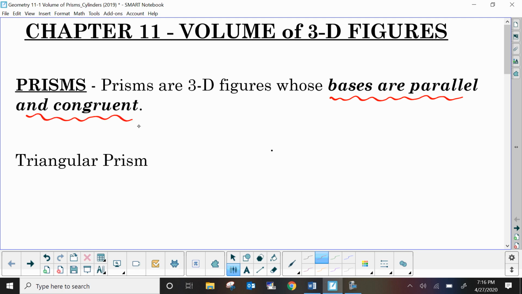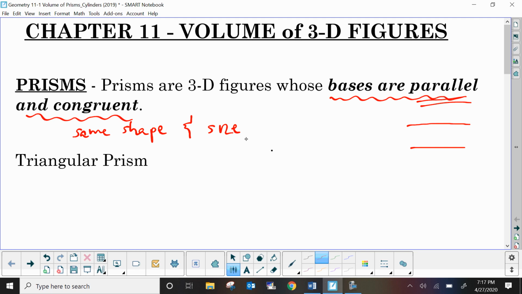So remember what parallel means. Parallel means they are in the same plane but never intersect. Okay, we talked about parallel lines for a very long time, but these are now shapes. Okay, they're parallel. So shapes are parallel and they're congruent. Remember, congruent means the same shape and size. Same shape and size. Okay. All right.